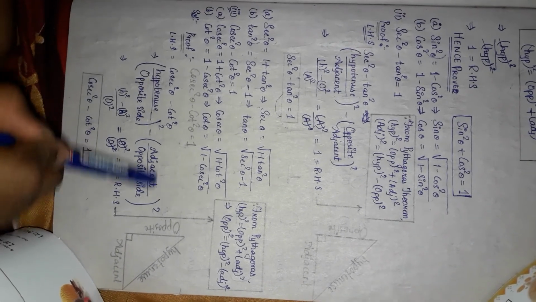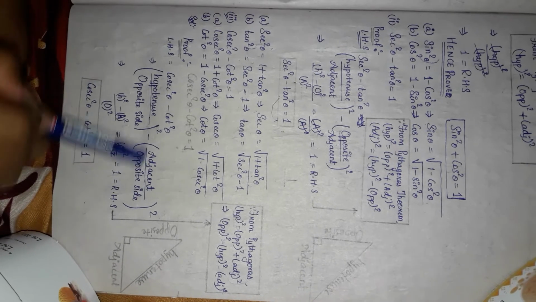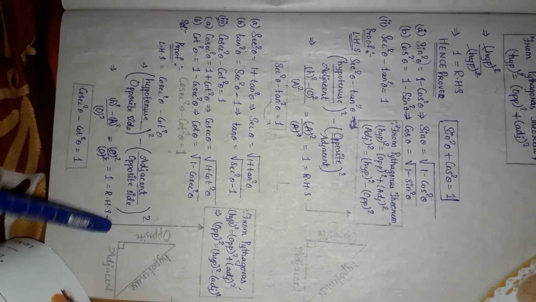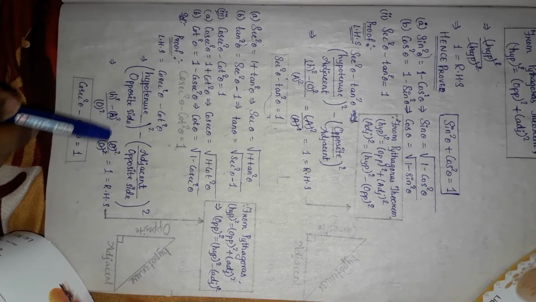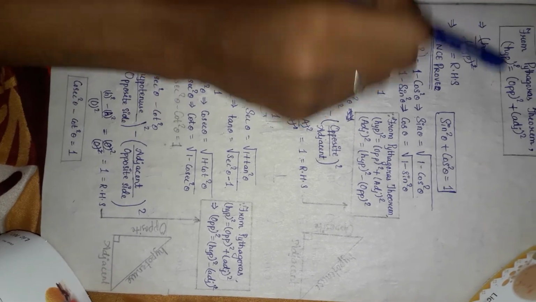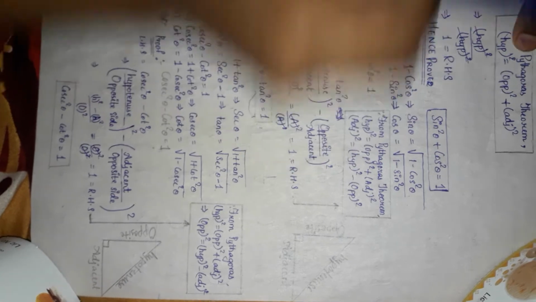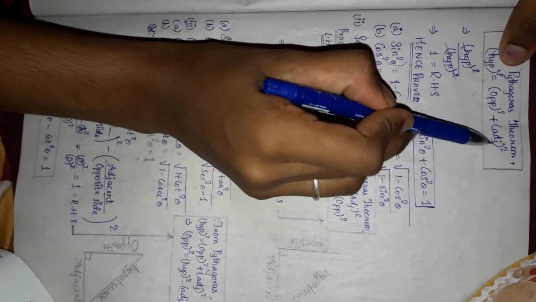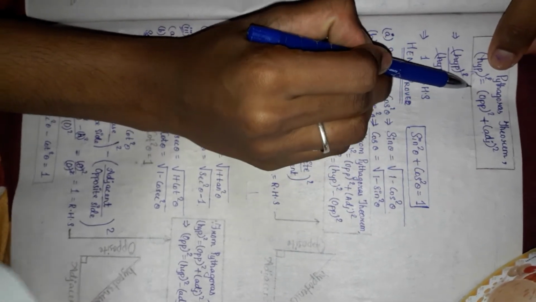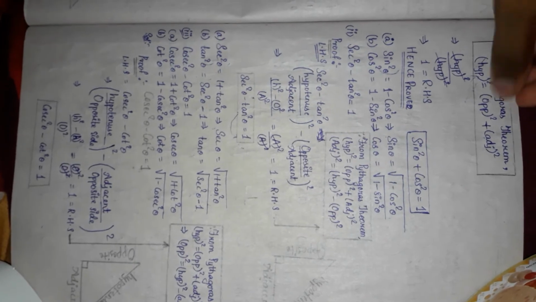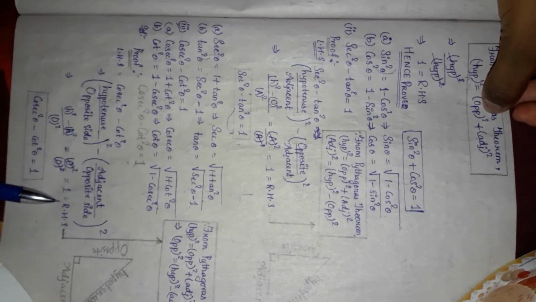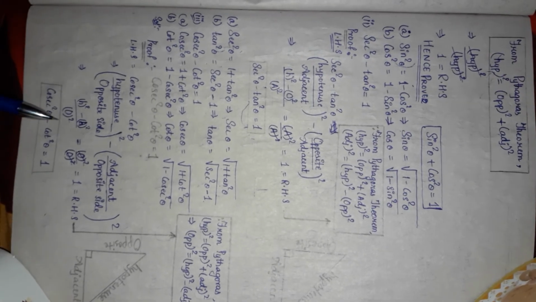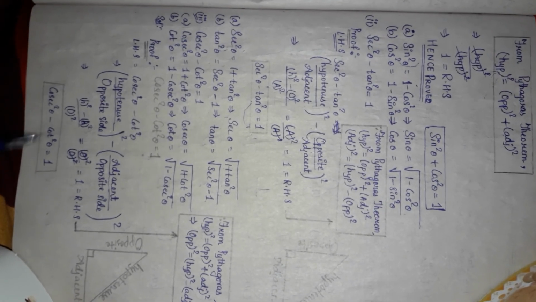Hypotenuse square minus adjacent square upon opposite square, in the denominator opposite is there, so you will take opposite square. The hypotenuse square minus adjacent square is opposite square, because the Pythagoras formula is there. Hypotenuse square, this adjacent gone to the left hand side, then remaining is opposite square. That's why opposite square by opposite square is equal to 1. This formula is proved. Cosec square theta minus cot square theta is equal to 1.